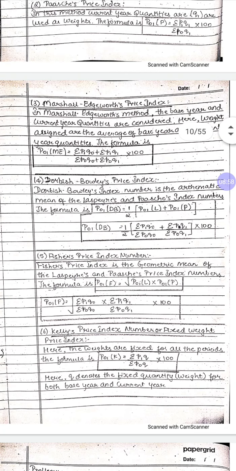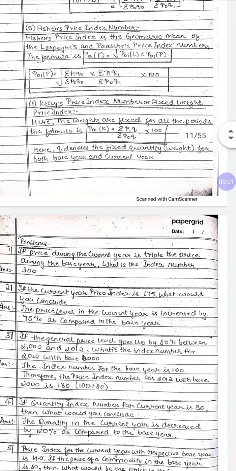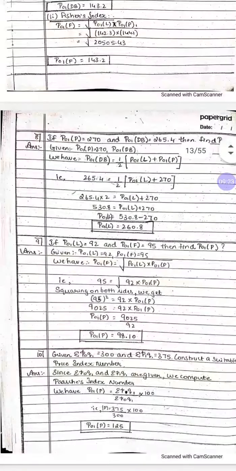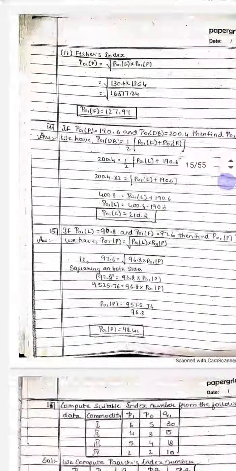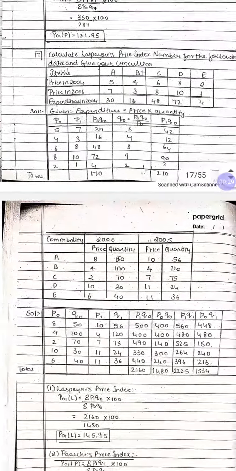Then Kelly's is only current year, okay. The quantity here will be constant. What will be here? Quantity denoted will be 1, okay. There will not be base quantity or current year quantity, but price will be 2. When prices are 2 and quantity is 1, we will use Kelly's, where P1 Q divided by P naught Q into 100. So using these formulas we need to find out the problems, okay, solutions.